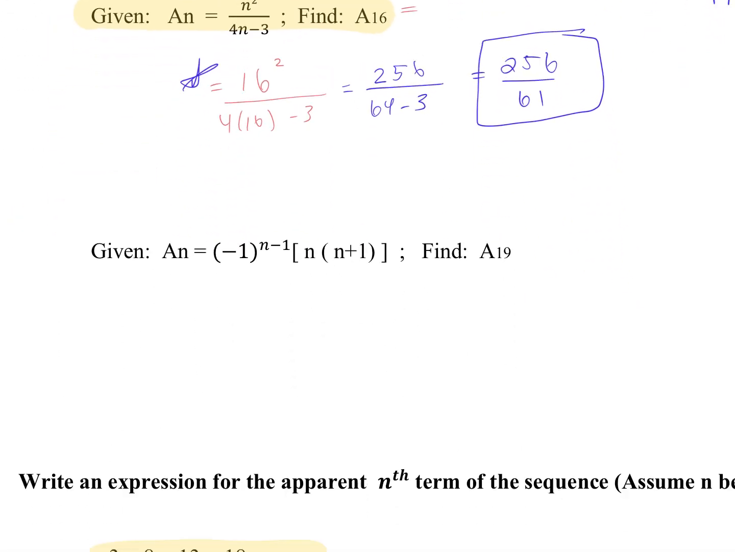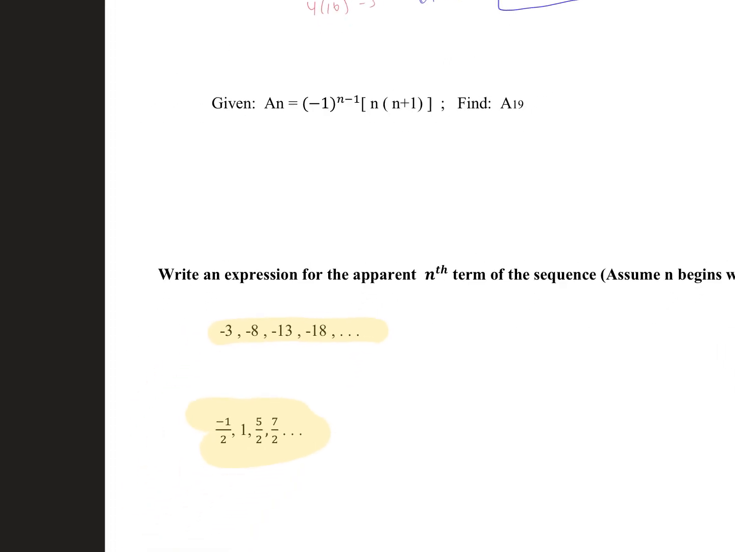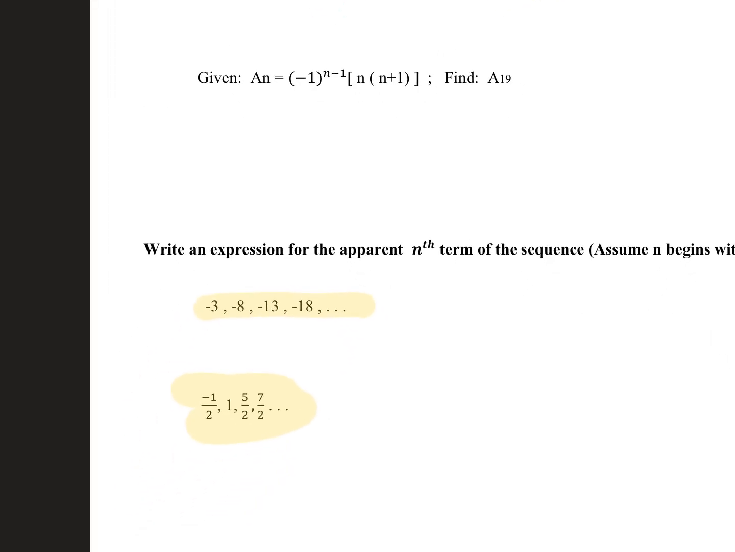Okay, scooting along. I want to make sure I hit every type of question. All right, write an expression for the apparent. Sometimes they'll tell you, hey, this is arithmetic, or this is geometric. Sometimes you have to figure it out. Guys, there's only two types that you're going to see on this quiz to write rules for. It's either where you add or subtract the same thing every time, or where you multiply. I'm not going to give you a crazy one that you guys have to just figure out the pattern.